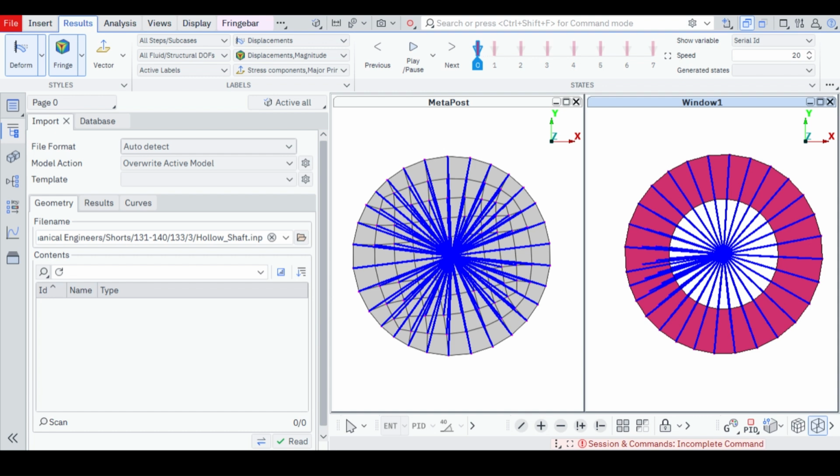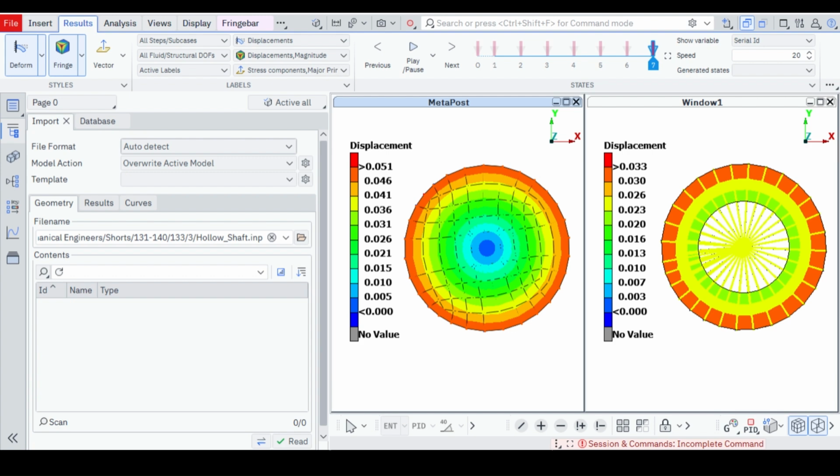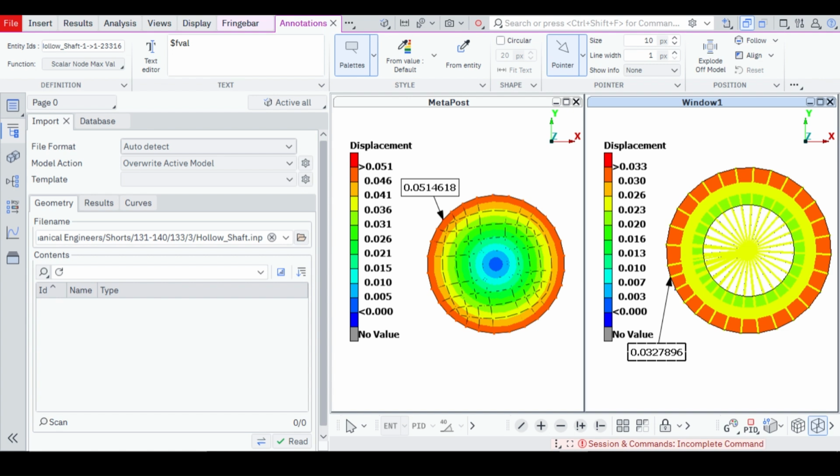In Meta, first we will open the result files of solid shaft and hollow shaft in two different windows so that we can compare them. In both the windows, I have loaded the results for linear displacements. I will insert the annotations at the nodes with the maximum displacement in both the models. Note that these are linear displacements.